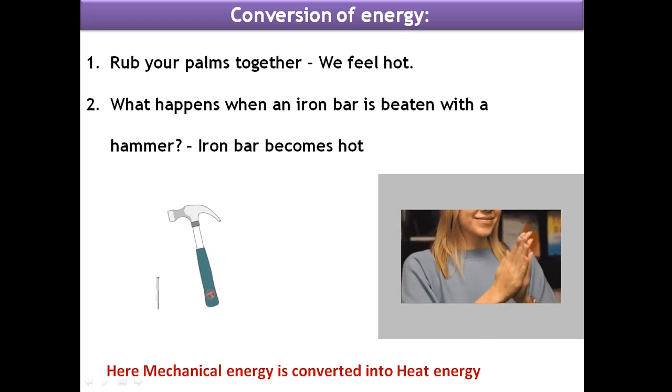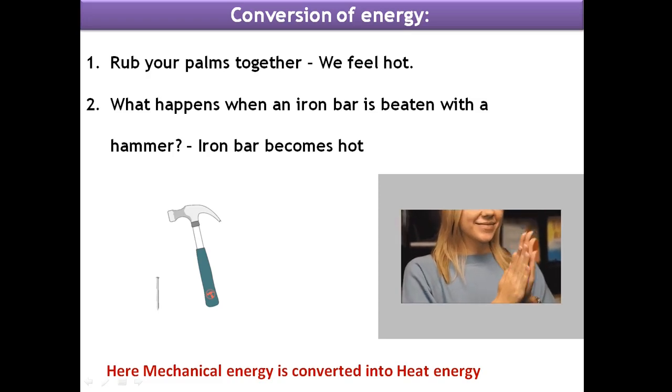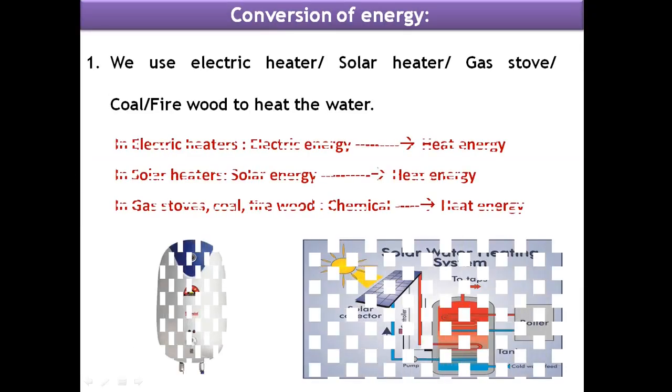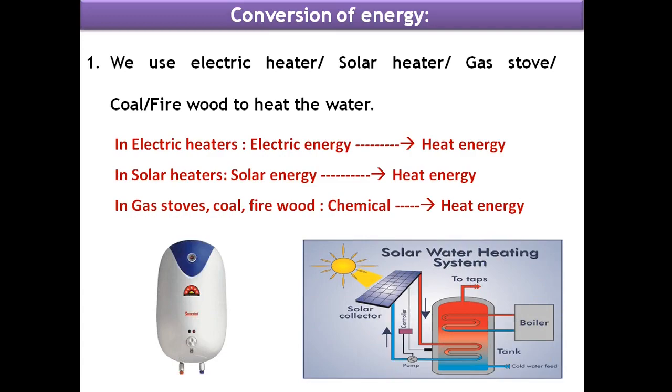Take a soap nut or tamarind seed. Rub it on a stone and touch it. How do you feel? It also becomes hot. In all these three situations, mechanical energy is converted into heat energy, by rubbing our palms, by beating the iron with a hammer, or by rubbing a soap nut against a stone. The mechanical energy is produced and that is converted into heat energy.